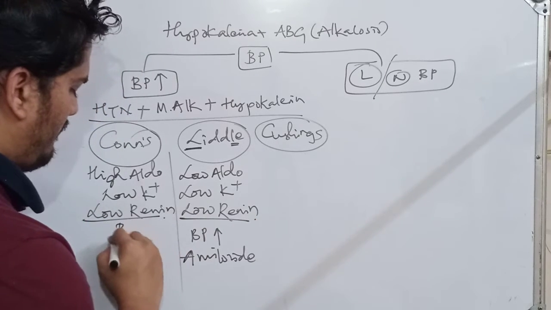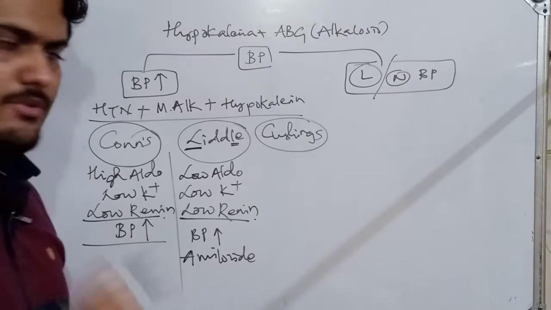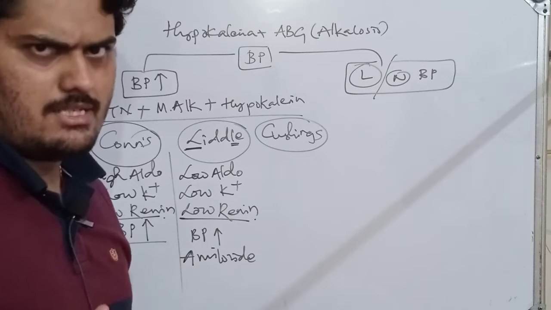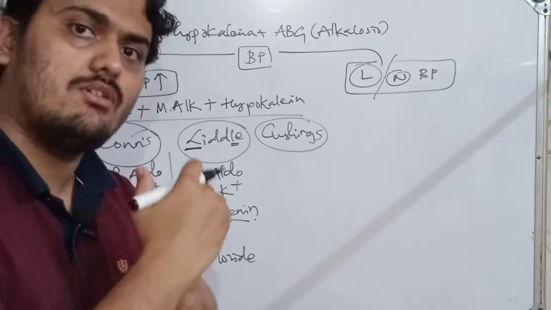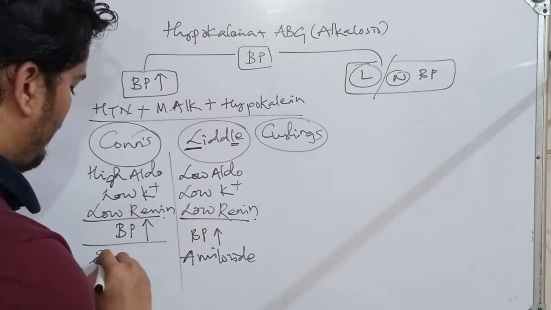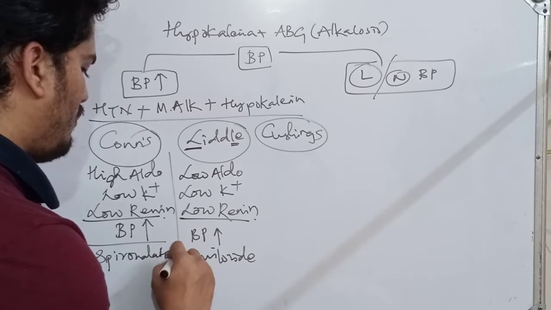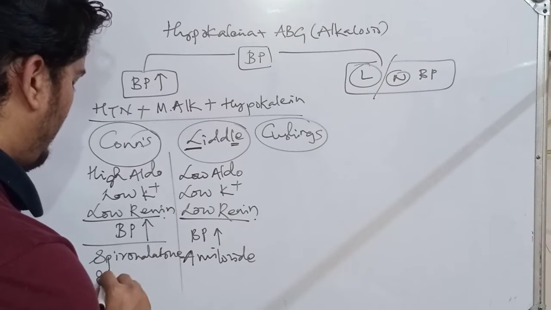And here also blood pressure is high. The point to be noted here is, since the aldosterone levels are high, we should use the drugs which will cause lowering of the aldosterone action. The best example is spironolactone. If spironolactone gives the gynecomastia side effect, then the drug to be used is eplerenone.